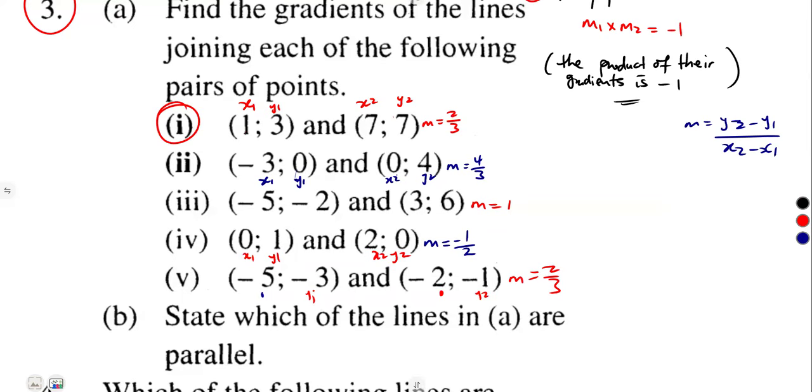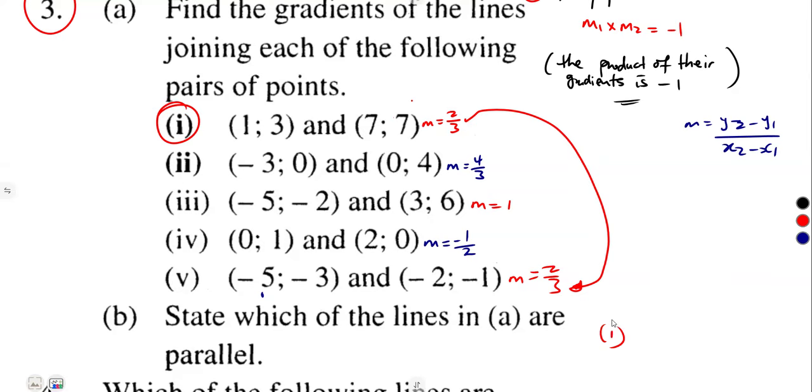Then D, we are being asked now, state which of the lines in A are parallel. Which ones are parallel? The ones that have got the same gradient. So we're just going to look into the ones with the same gradient. We have 2 over 3, and there is another 2 over 3 here. So these two lines have got the same gradient. That's item 1 and 5. Those are the ones that are parallel. 4 over 3, we do not have that. 1, we do not have minus. So these ones, they are not. It's just 1 and 5. Those are the two that are parallel.